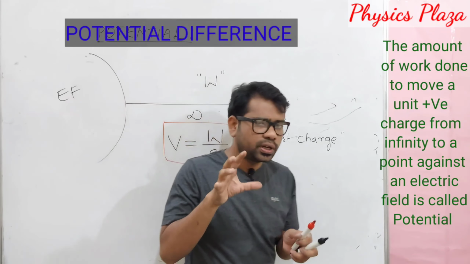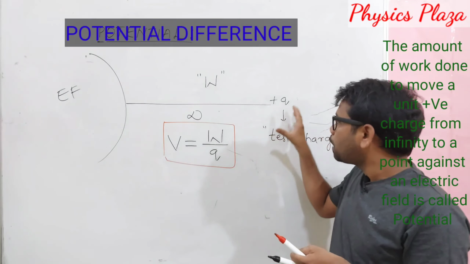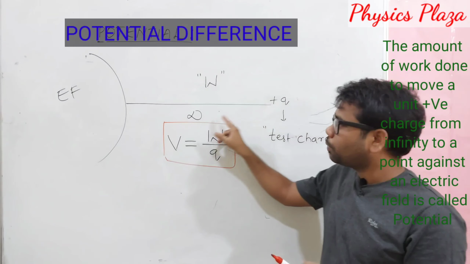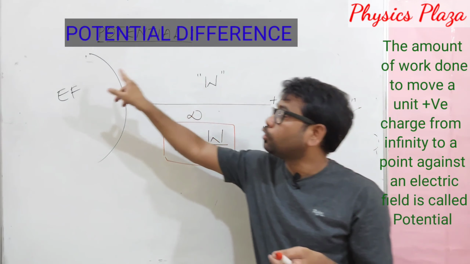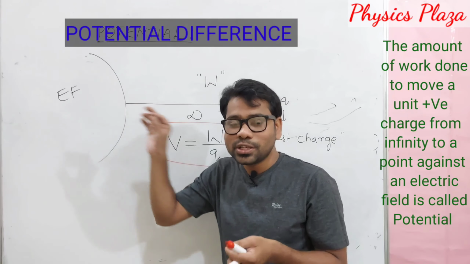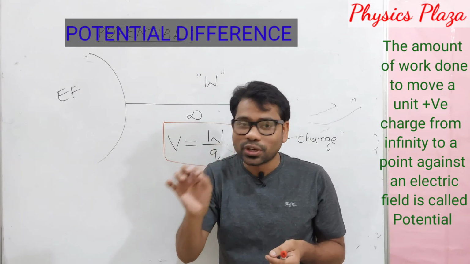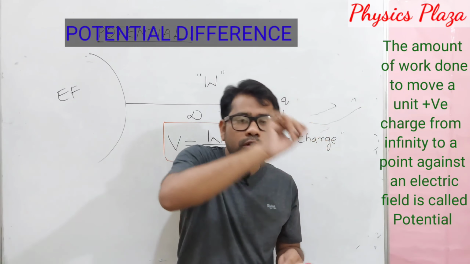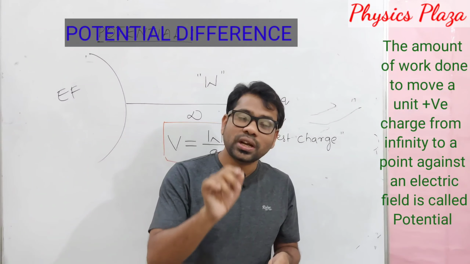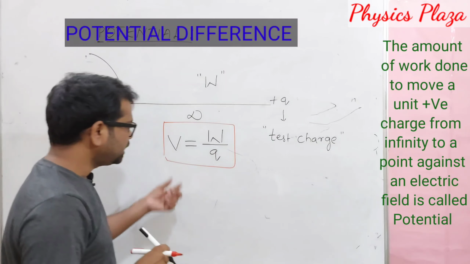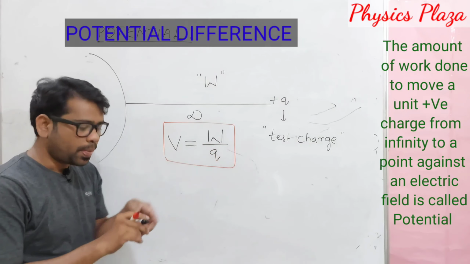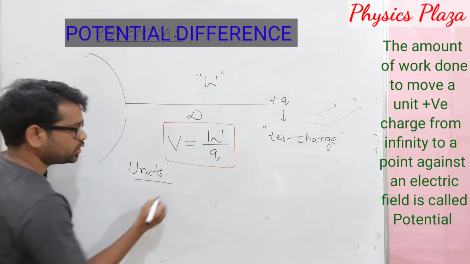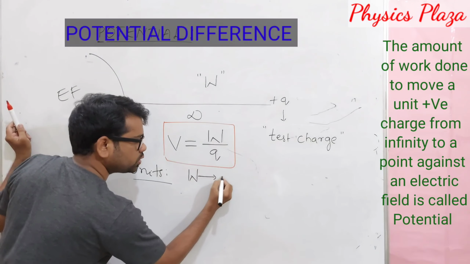Children, what is the definition of electric potential? The amount of work done to move a unit positive charge from infinity to a point in an electric field is called electric potential. So mathematically, V is equal to W by Q. Then what are its units? Very, very important. Children, W is measured in joules.